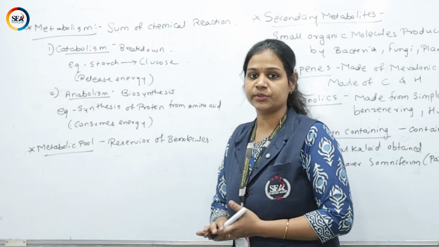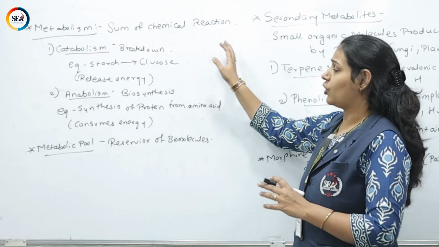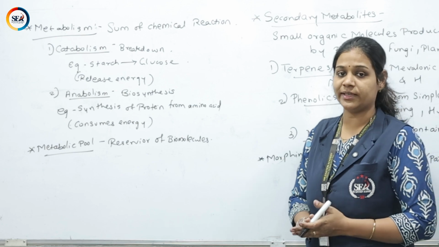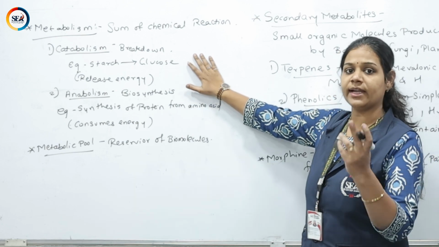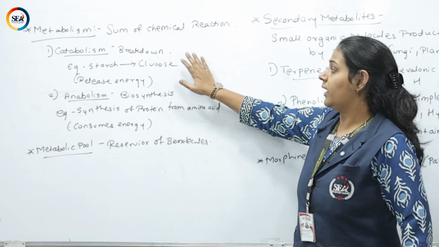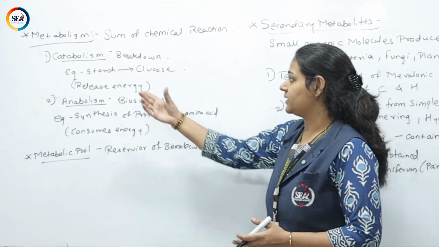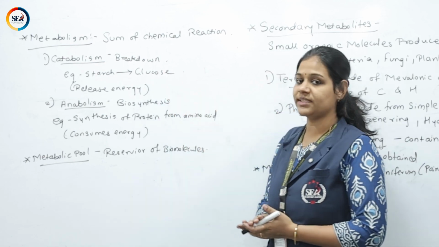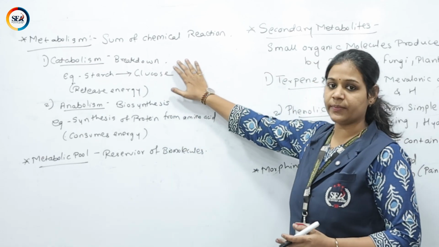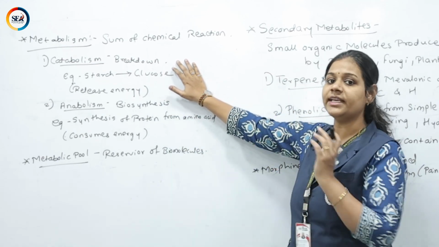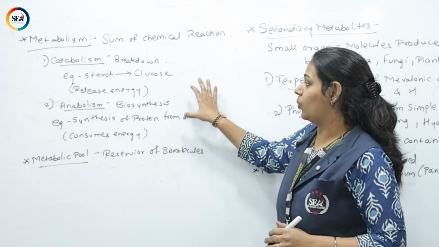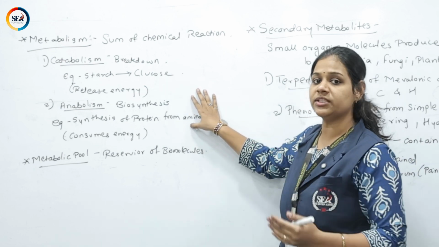Next point is metabolism. What is metabolism? It is the sum of all the chemical reactions which take place in a cell. There are two types. One is catabolism, another is anabolism. Catabolism is the breakdown of complex molecules into simple forms. For example, starch to glucose is a catabolic reaction. Here energy is released, that is, we gain energy.